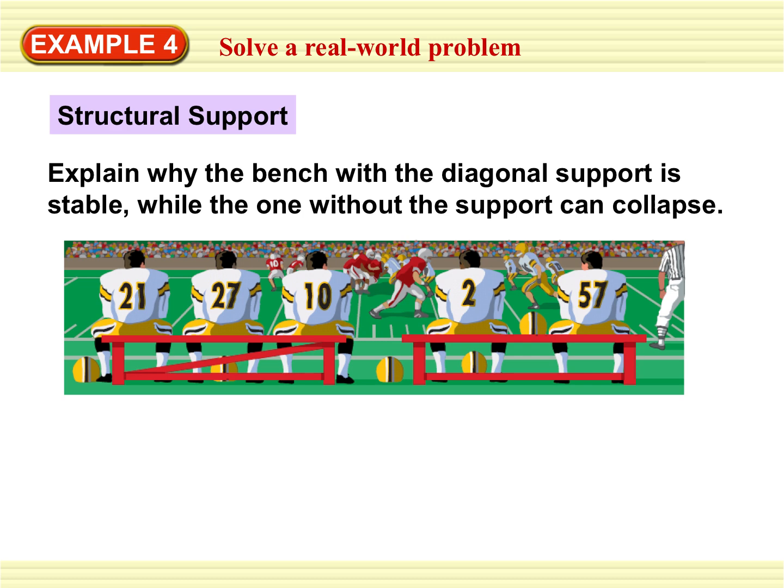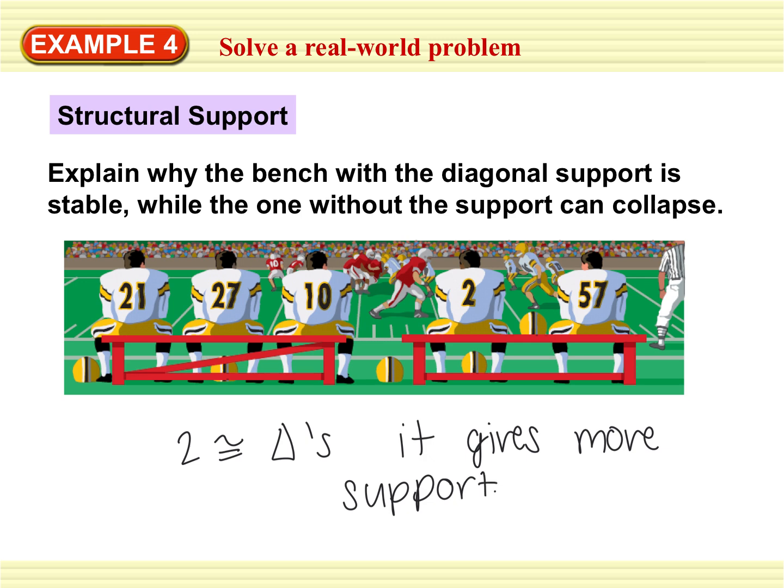Okay, kind of on the right track. So when you have 2 congruent triangles, it gives more support, okay? So yes, if you guys have ever sat on one of those wooden benches without the support and you rock side to side, it's going to collapse. So when you're looking at this diagram, when you have 2 congruent triangles, it gives more support than if it did not have that support in the middle.